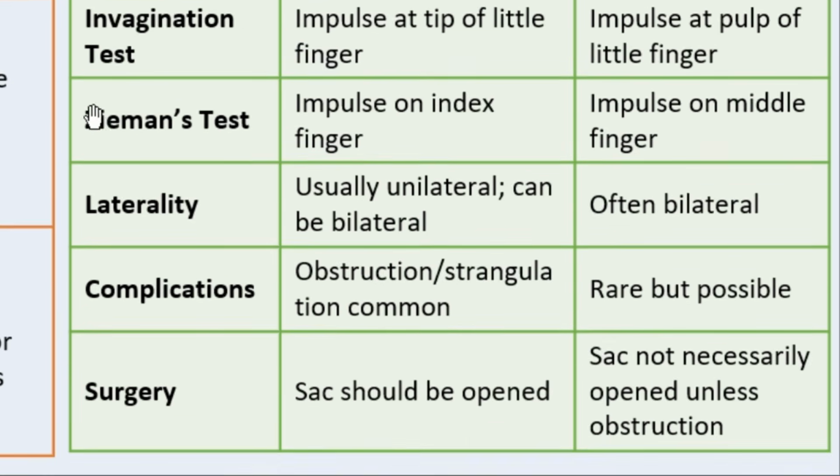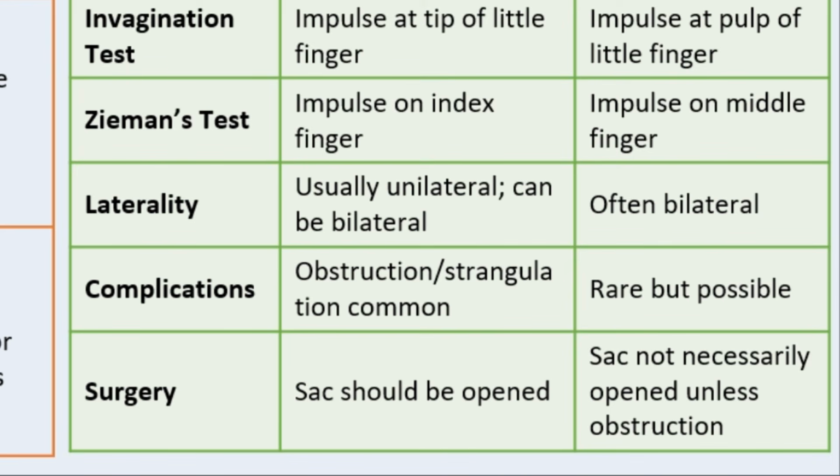We have the Ziemann test, whereby if you feel the impulse on the index finger, it's an indirect hernia because the index finger is placed on the deep ring. If you feel it on the middle finger, then you know that is going to be a direct hernia because the middle finger is placed on the Hesselbach triangle.